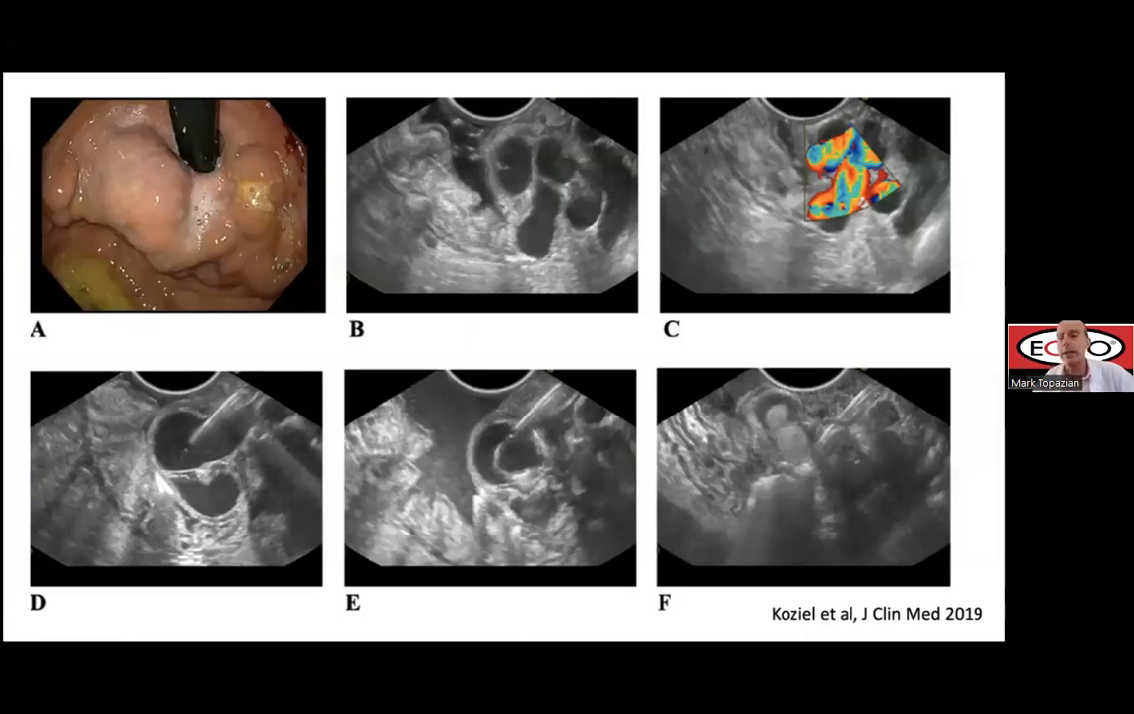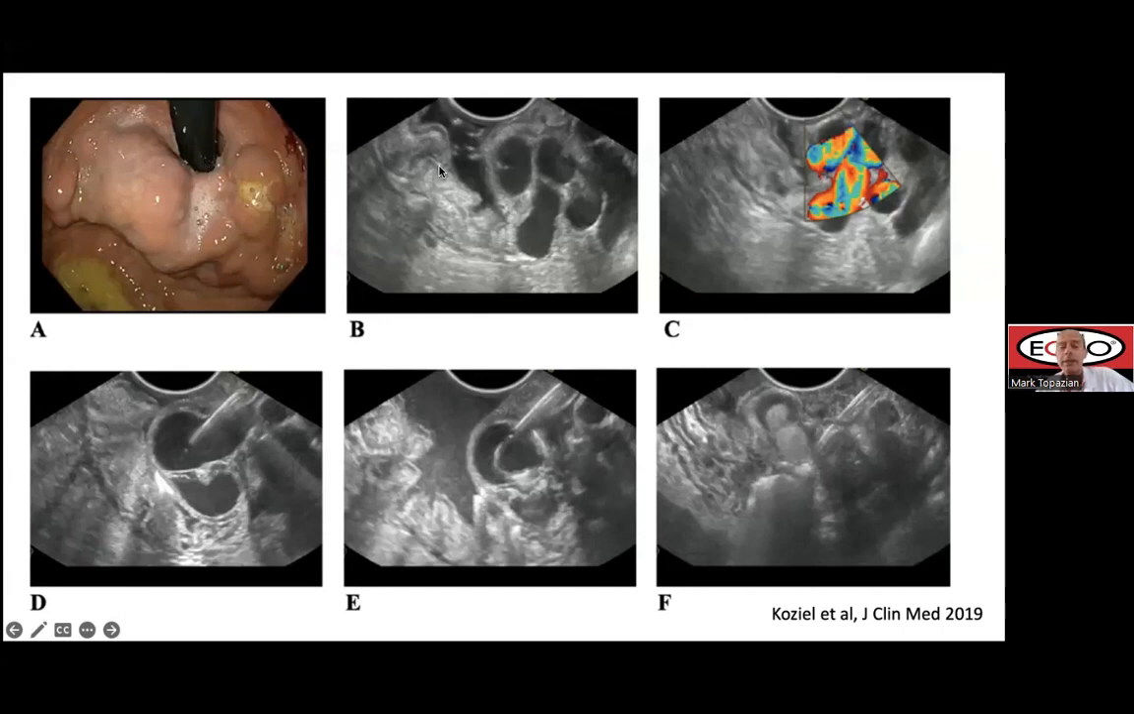And here's how this is done by EUS. So in panel A, here are some large gastric varices. This is really GOV2 because it's on the greater curved side of the cardia. And you can see there are some varices over here and over here. There's a big collection of them.